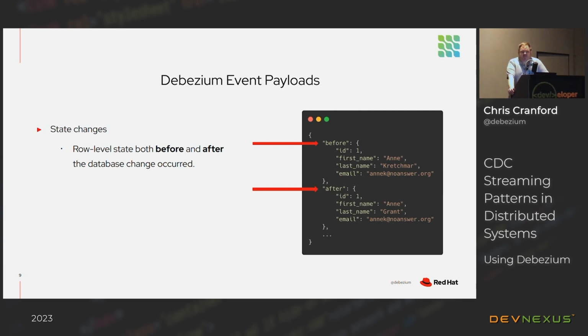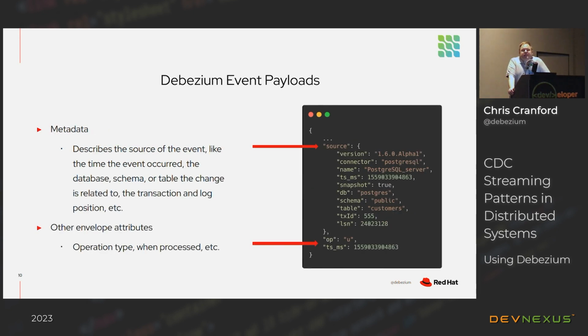As you may think, before basically represents the state of that row before the change was applied, and of course after is the representation of that row after the event was applied. If you have an update event, for example, you would have both of these. If you have an insert event, you would only have the after. And naturally, for a delete, you'd only have the before state.